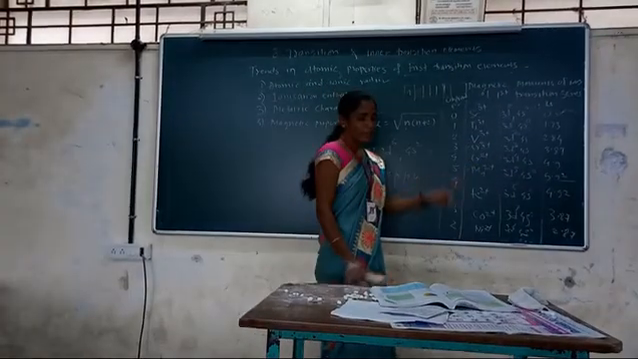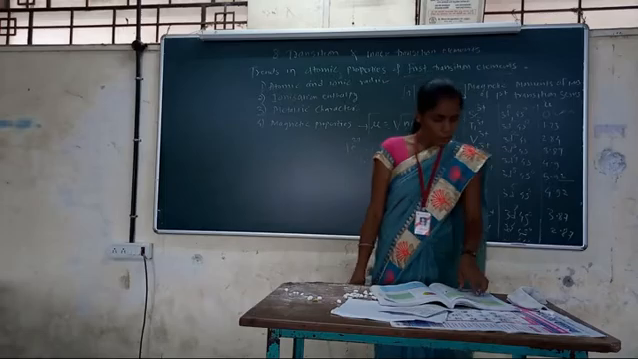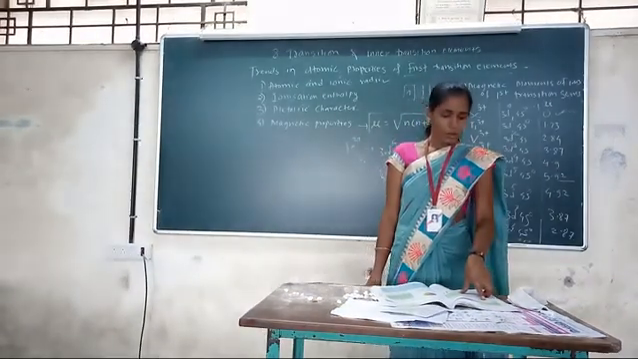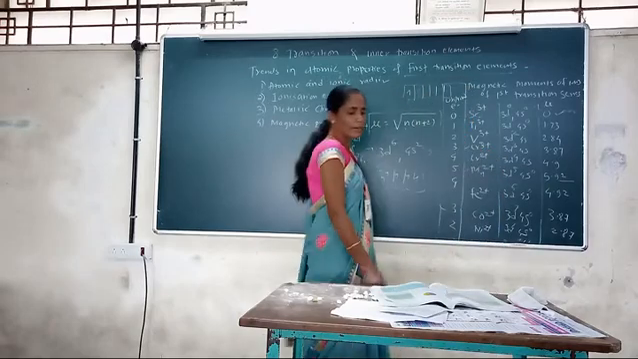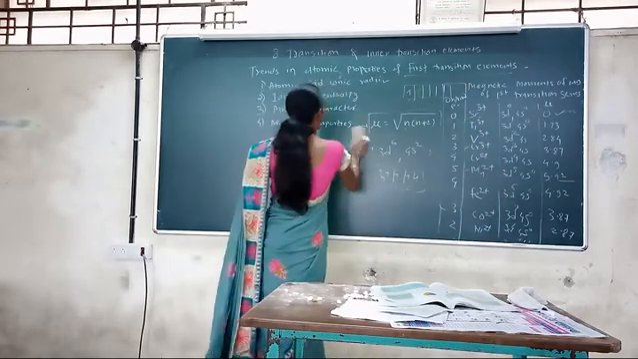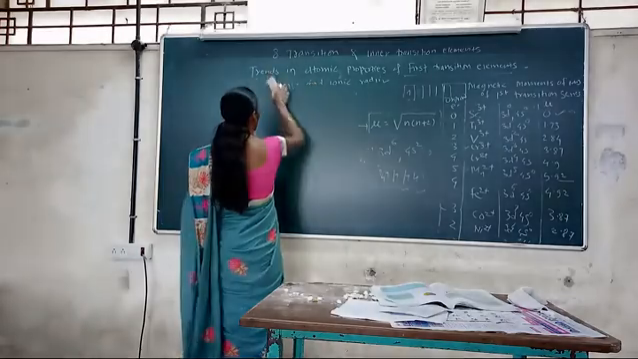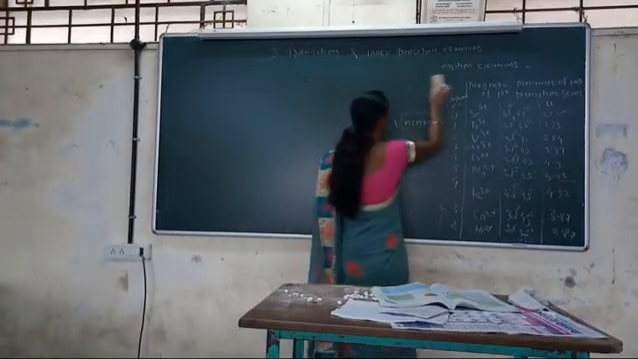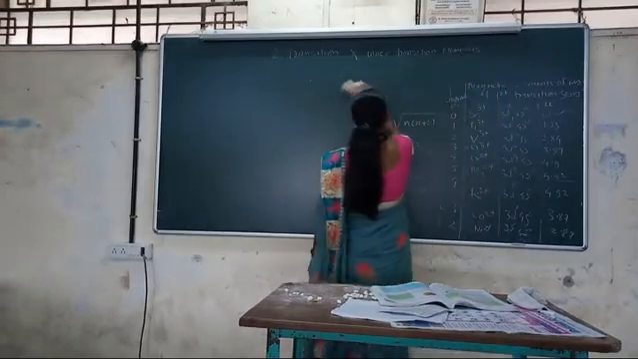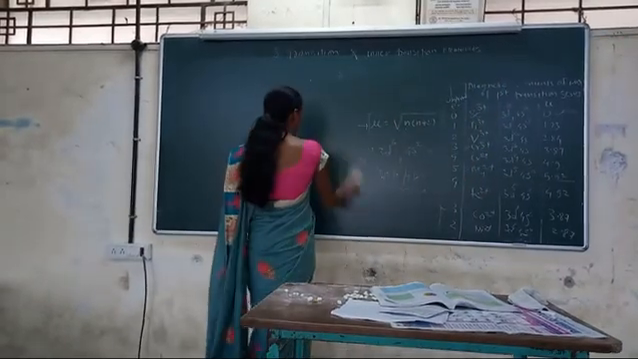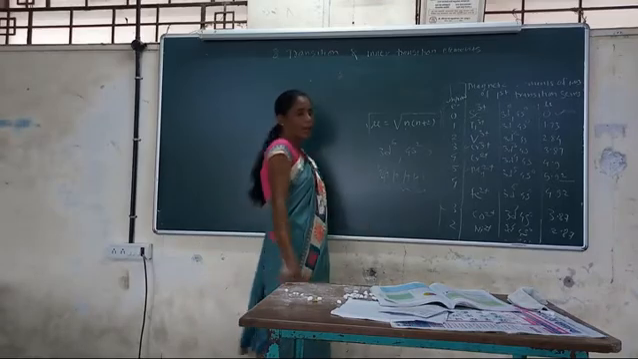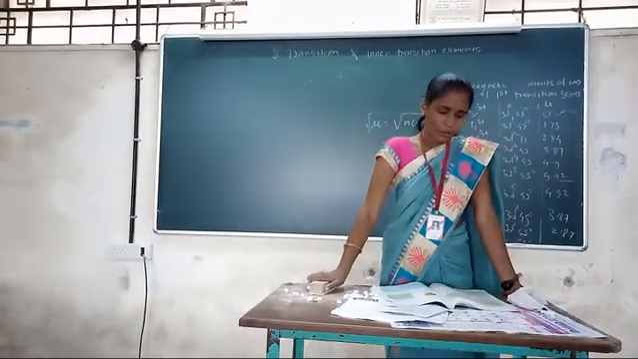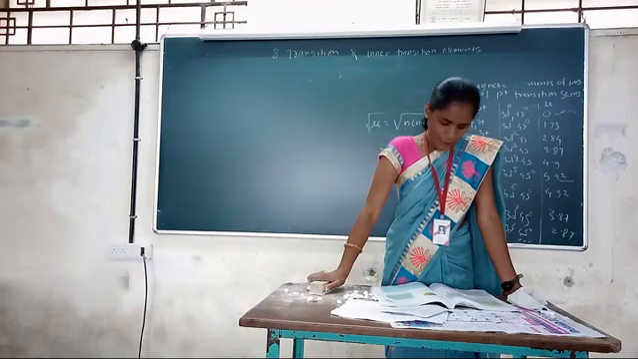From this data, we are going to solve the numerical. This numerical is asked in the board exam for 2 marks, to find the magnetic dipole moment of any compound, or to find out which metals are strongly magnetic or non-magnetic by this formula.